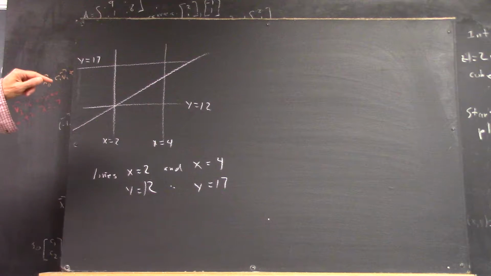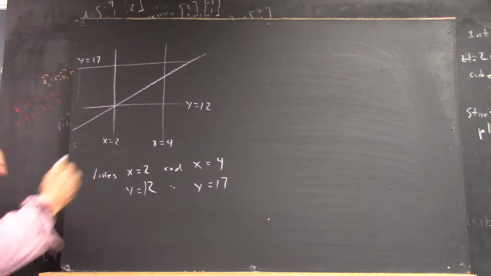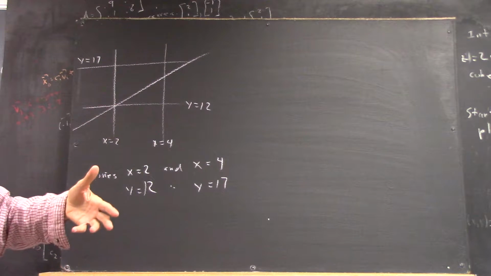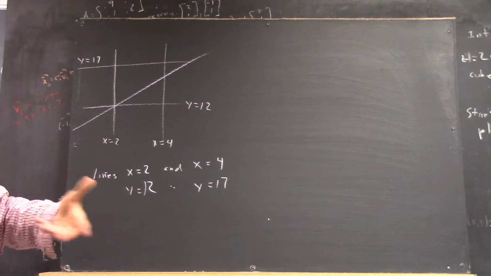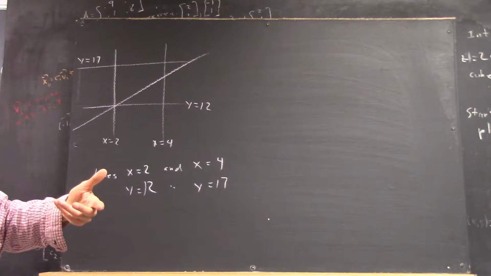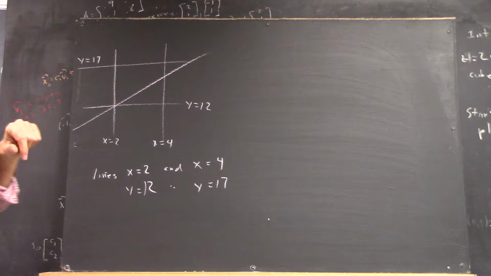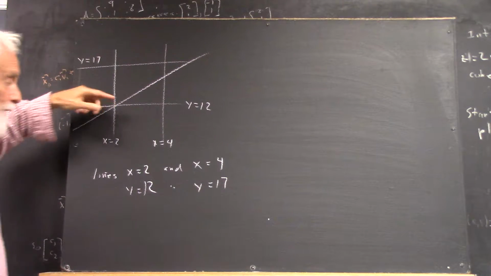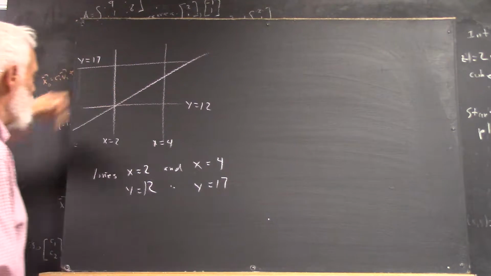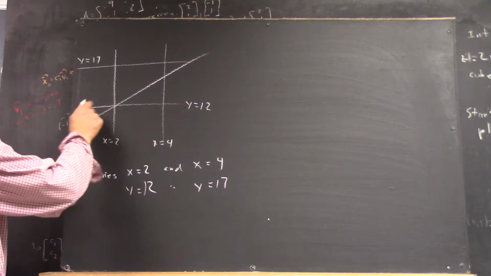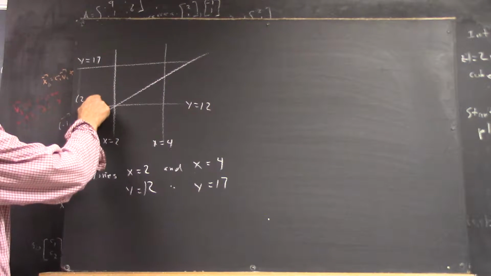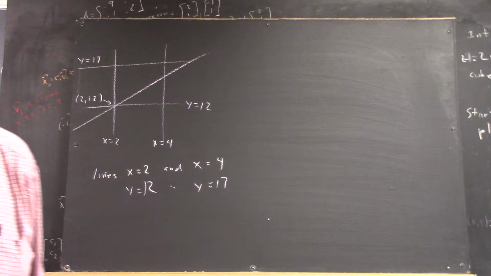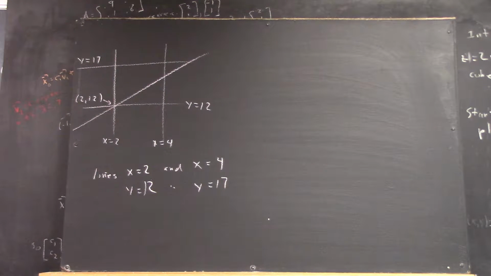Okay, so what point on this line would be the easiest to determine the coordinates of? Two and 12. This one. Because that's where x is 2, y is 12. It looks pretty close. Close enough to make it a reasonably valid estimate, right? We got the point.